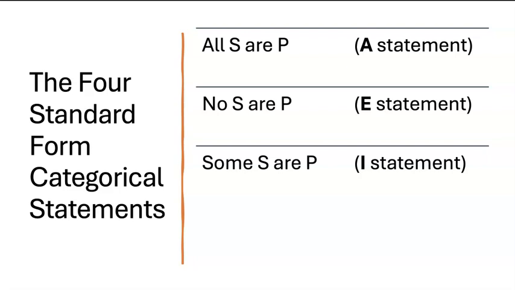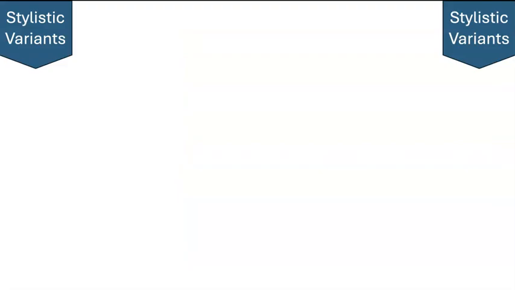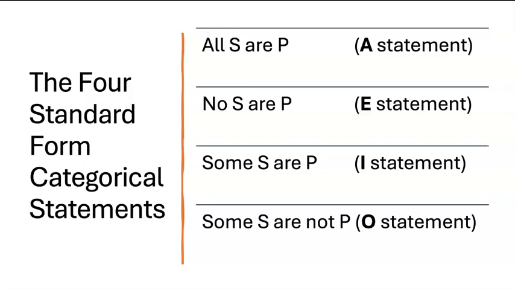Then we have the I statement, which says some S are P. Some members of the subject category are members of the predicate category. And then the last one, the O statement, says some S are not P. Some members of the subject category are not members of the predicate category. Notice it's A, E, I, O, no U, since it's four: A, E, I, O.